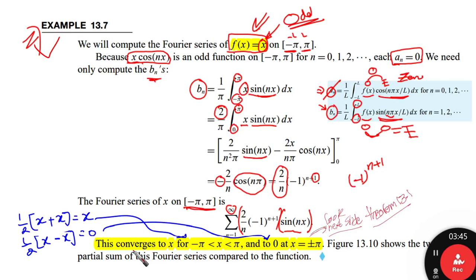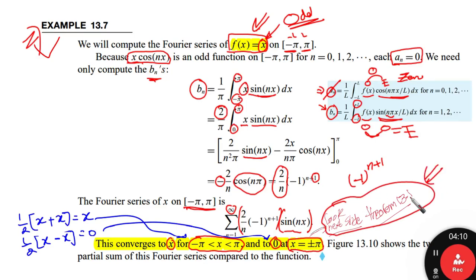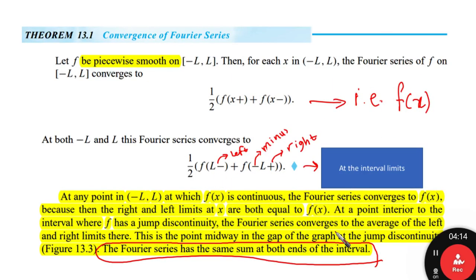Okay, the next part is related to convergence. We want to know what the convergence of this function actually is. This function converges to x for the interval from minus pi to pi, and it is going to converge to 0 at the ends or the limits of the interval, which is minus or plus pi. If you remember, you want to remember theorem 13.1. Do you remember this? So I'm going to show it to you here quickly.